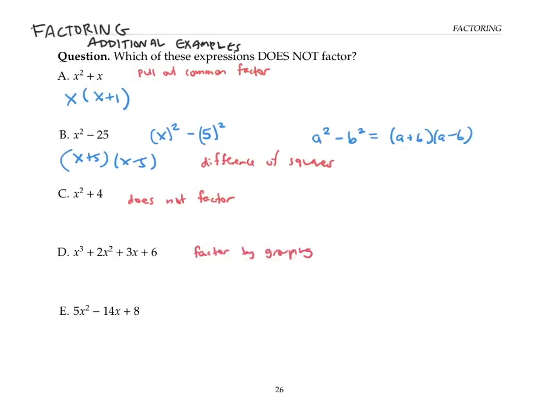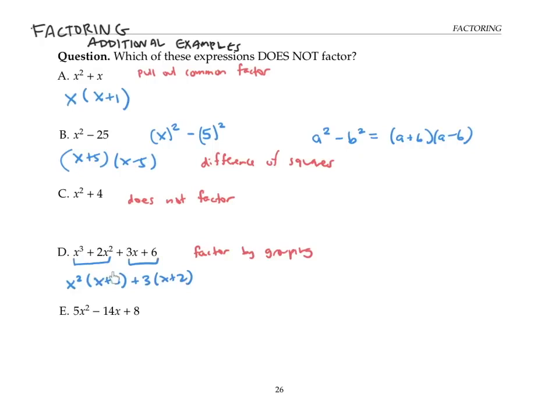When we factor by grouping, we pull the biggest common factor out of the first 2 terms. That would be an x squared. That becomes x squared times x plus 2. And then we factor as much as we can out of the next 2 terms. That would be a 3 times x plus 2.